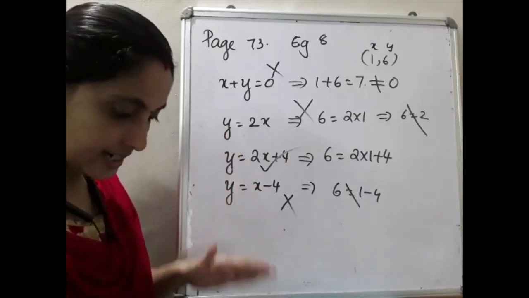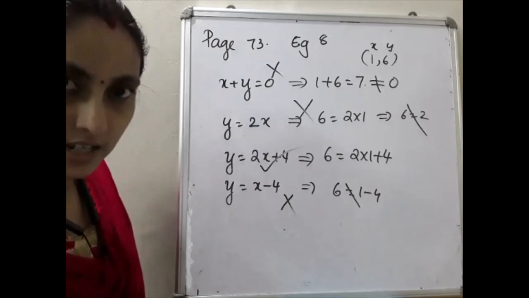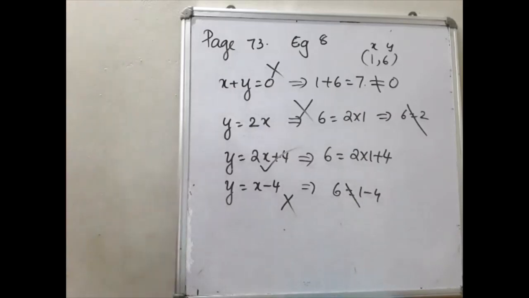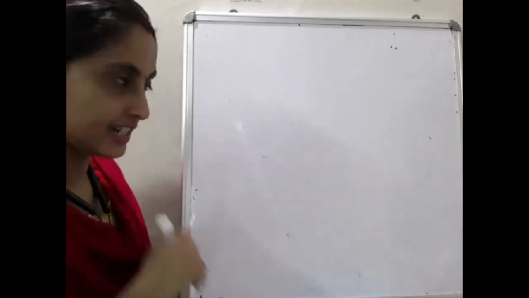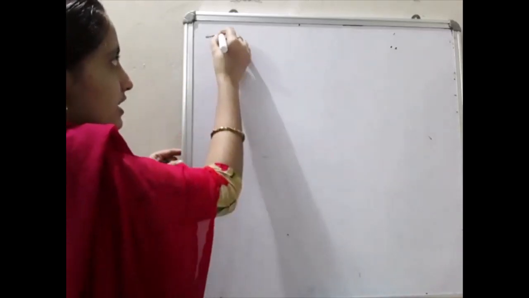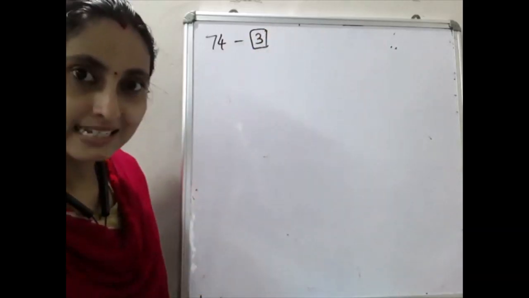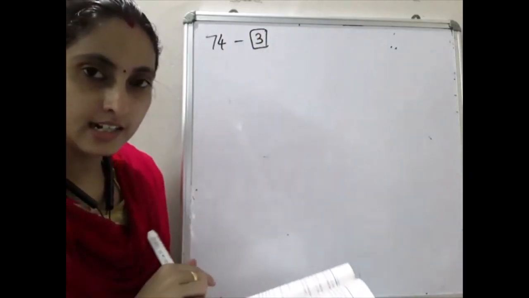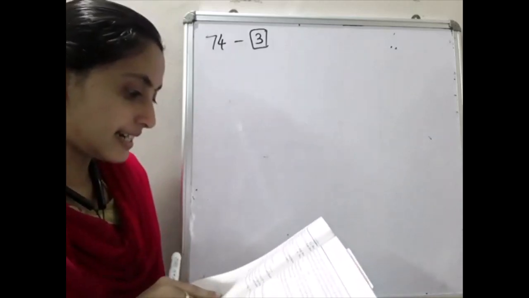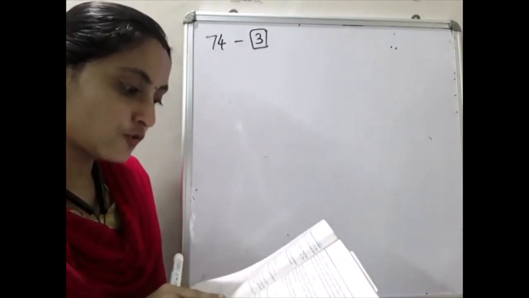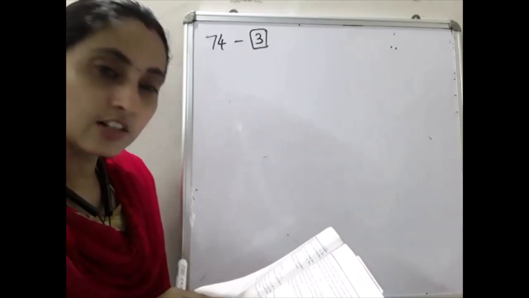One more question I will discuss. Please take the textbook, the last question of today's section, page number 74, question number 3. Listen carefully because it is a little difficult to understand. A taxi fare in a city is as follows: for the first kilometer the fare is 8.